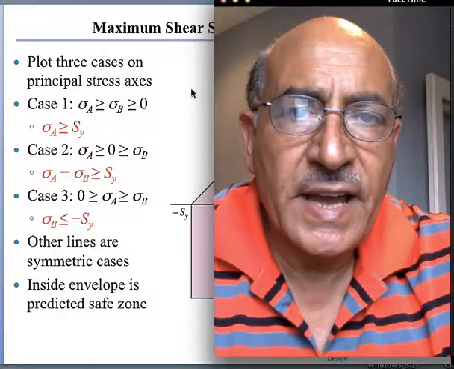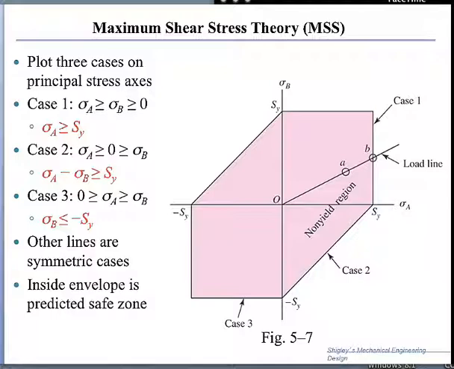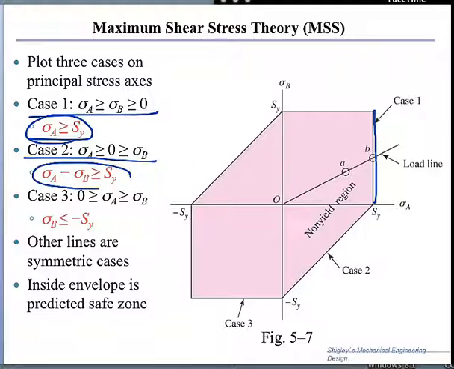So if you just recap the maximum shear stress theory, MSS, we discussed three different cases. Case one, sigma A is greater than sigma B is greater than 0. And the line representing this is sigma A is greater than the yield strength of the material, which is here. And then case two, where the zero stress lies in between the two given principal stresses, and that turned out to be the equation of a straight line, and this equation of the straight line is right here.